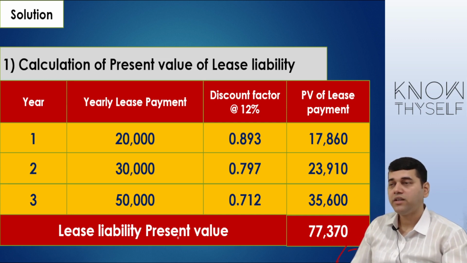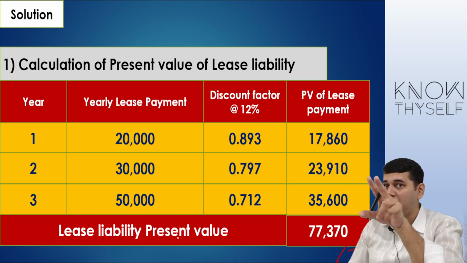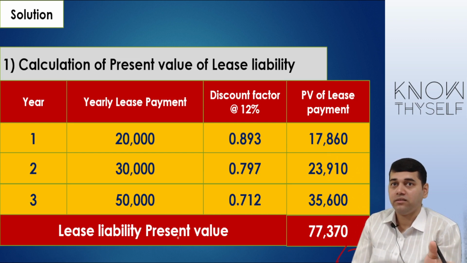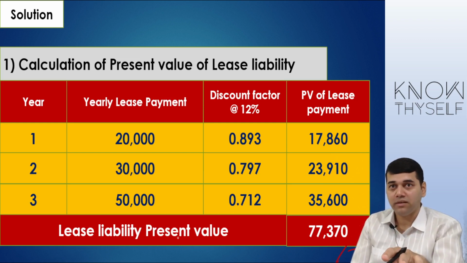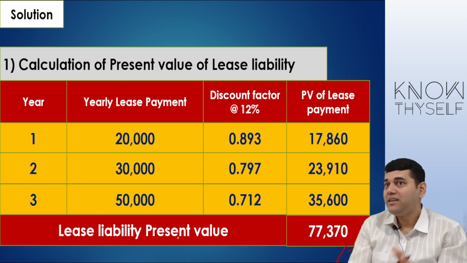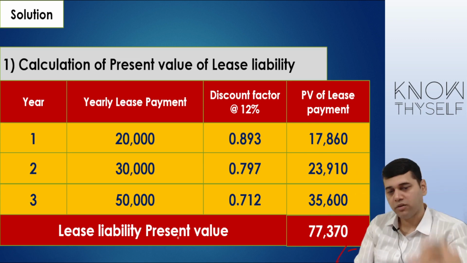Okay. So after this, I have to do subsequent measurement. There are two components of subsequent measurement. Two things are subsequently measured in a different way. Initially it is simple, but at the end of the year, the ROU is measured in a different way and the lease liability is measured in a different way. What should I do first? Lease liability.